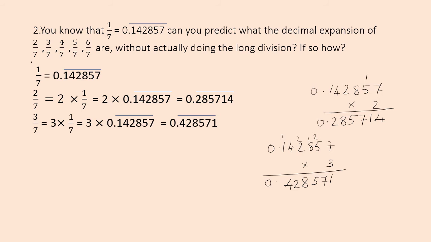Same way you can find 4 upon 7, 5 upon 7 and 6 upon 7. That is, 4 upon 7 you can write as 4 multiplied by 1 upon 7. 5 upon 7 can be written as 5 multiplied by the value of 1 upon 7. You will get the answers. Try to do it by yourself.